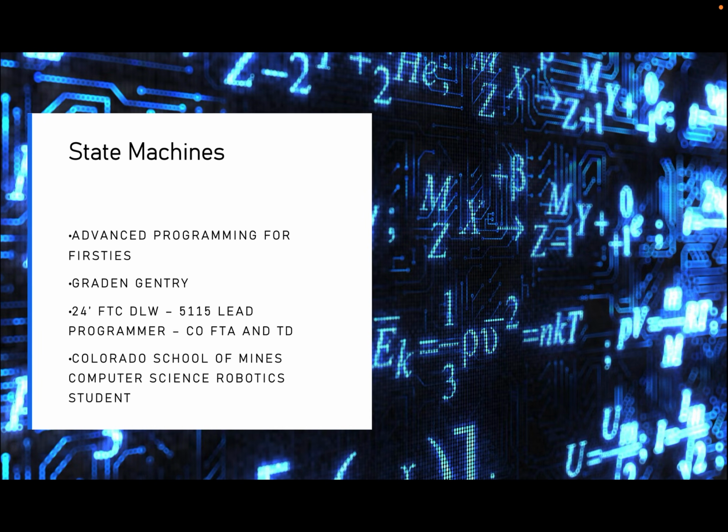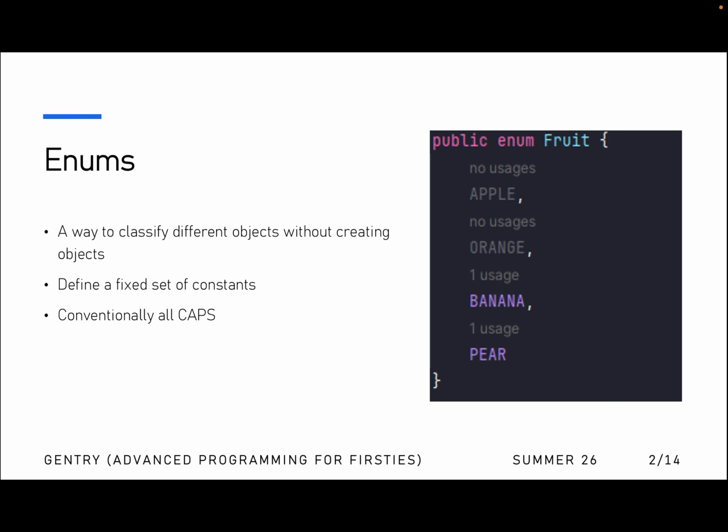All right, so this is going to be our lecture on state machines. So first of all, we got to talk about enums. Enums are a way to classify different objects without actually creating more classes, right? Like in this case, we would have to create a fruit class as well as an apple, orange, banana, and pear class, right? Whereas now we can just say, oh yeah, we want an enum called fruit, which contains these constants. And conventionally, these are going to be all caps. That's just how you normally do it.